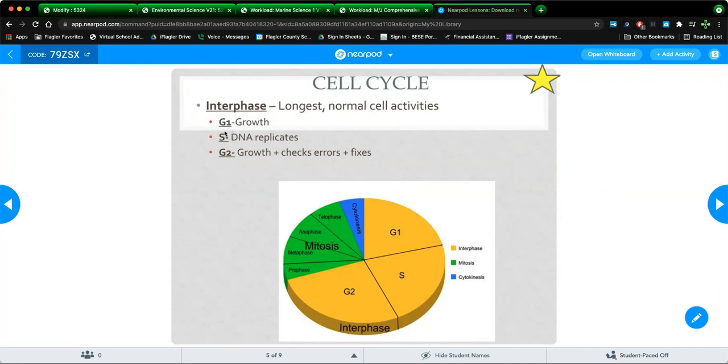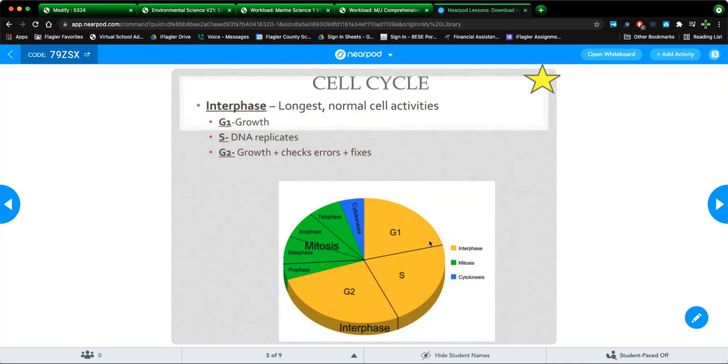Think of the G as growth. That's really all that's going on. And then S is important. You'll probably be asked about this specifically. S stands for synthesis. Synthesis means to make. So specifically, we're making or replicating the DNA in the cell.